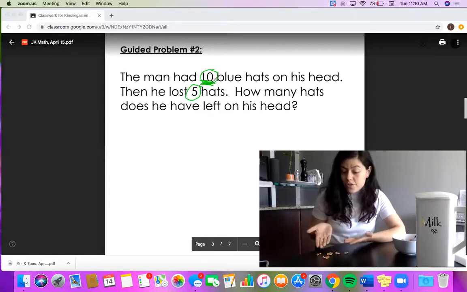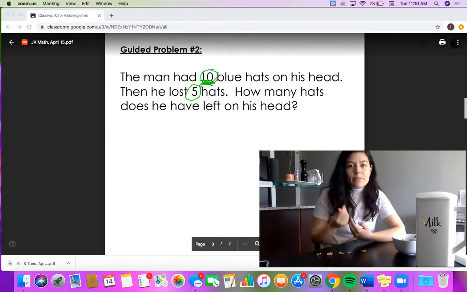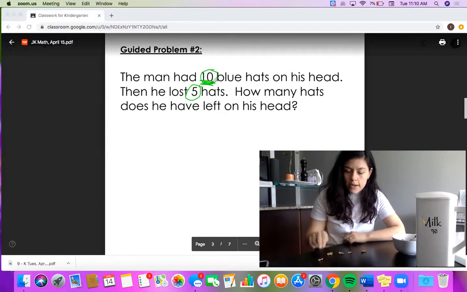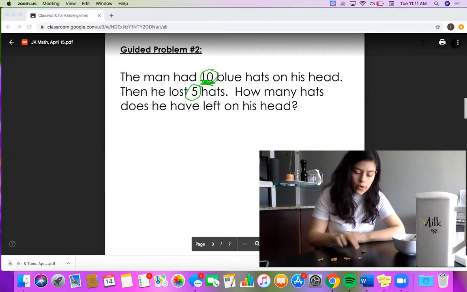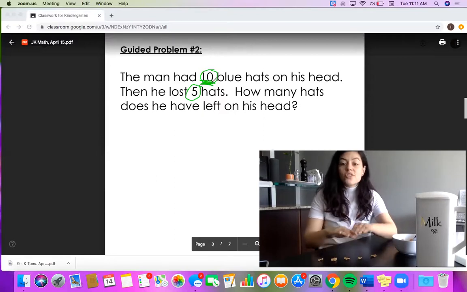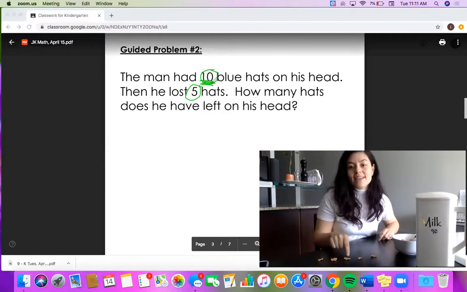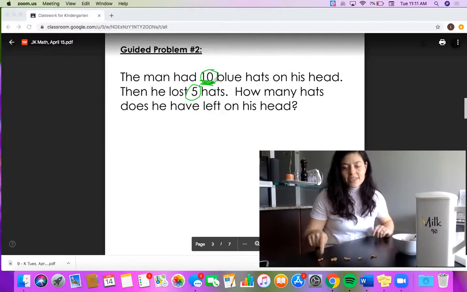Now all I have to do is count what's left to figure out how many blue hats he still has on his head. Ready? 1, 2, 3, 4, 5. Now we know that he started with 10, we took away 5, and he still has 5 left.